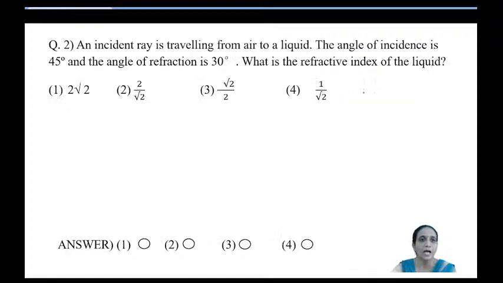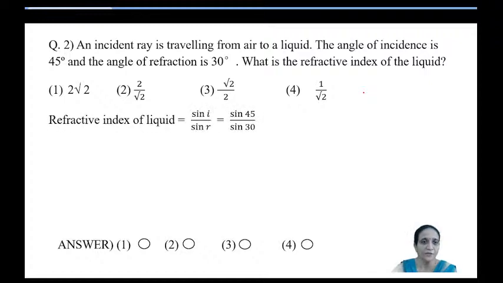Second question. An incident ray is traveling from air to a liquid. The angle of incidence is 45 degrees and the angle of refraction is 30 degrees. What is the refractive index of the liquid? The first option is 2 root 2. Second option over here is 2 upon root 2. Third option is root 2 upon 2. Fourth option is 1 upon root 2.